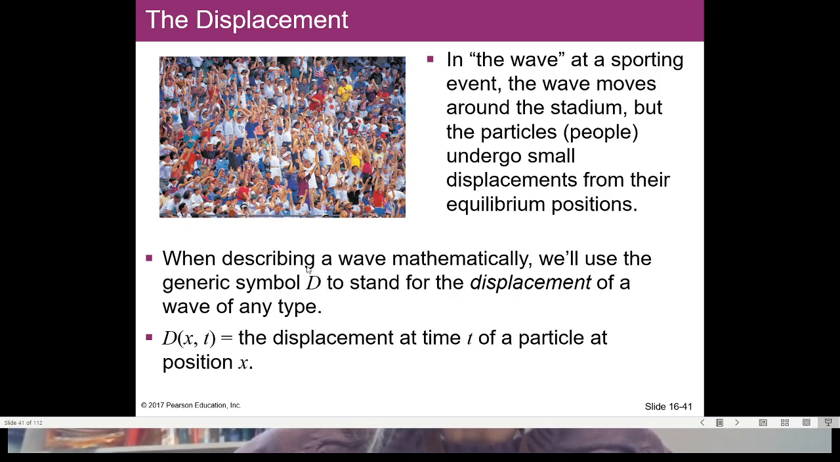Notice that he's going to just use d as a displacement. So this could be displacement in the same direction, longitudinal, or displacement in the transverse direction, and we're just going to call it d as a function of both position and time.